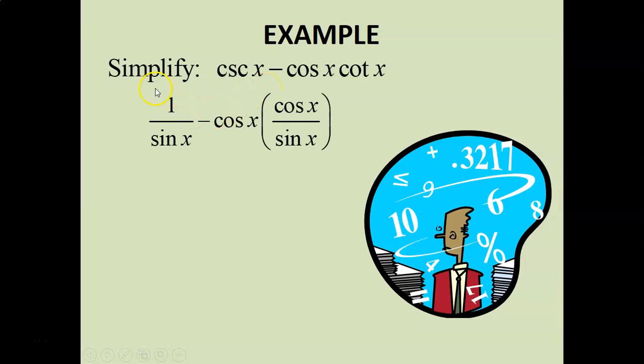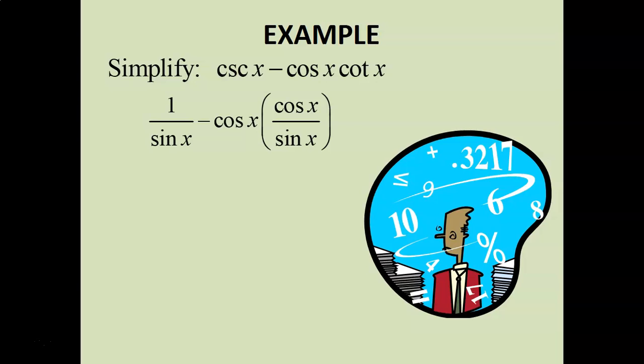So I'll convert it: cosecant is 1 over sine based on the reciprocal identities. Cosine is already in terms of cosines and sines. Then I'll go to cotangent. If I want to put cotangent in terms of sines and cosines, I'll go back to the quotient identities that we talked about earlier on. The cotangent function was equal to cosine over sine. So now we have 1 over sine minus cosine times cosine over sine.